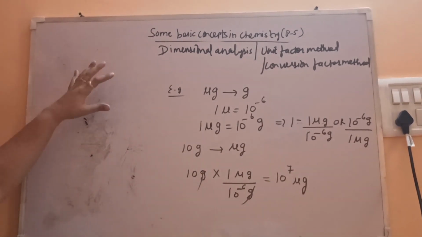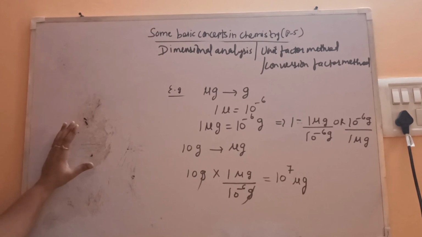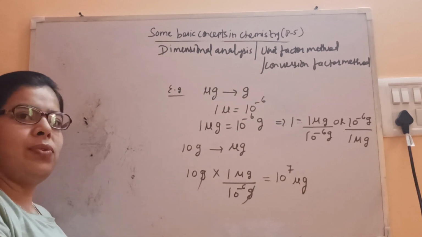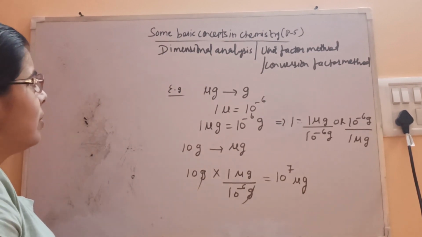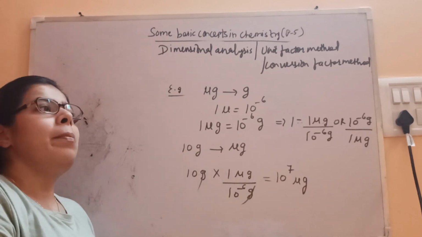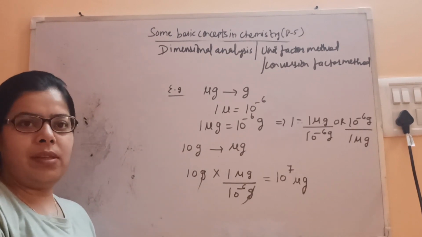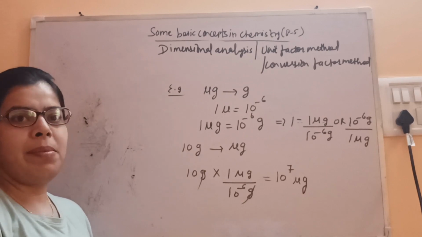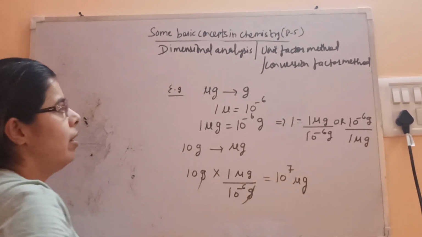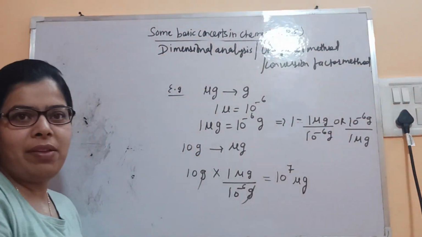So this whole method is known as dimensional analysis. Okay. So this is how you have to convert one set of units into another set. Fine. So in the next class we'll see how to measure different quantities in chemistry, and what precautions we have to take. Fine. Till then, thank you and have a nice day.